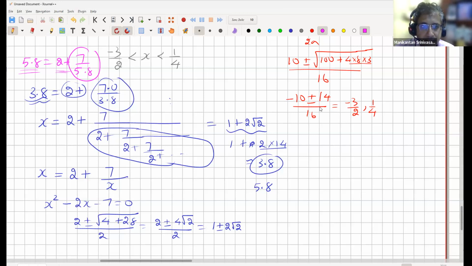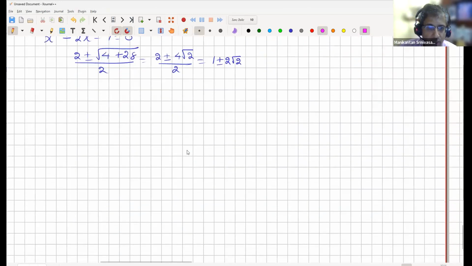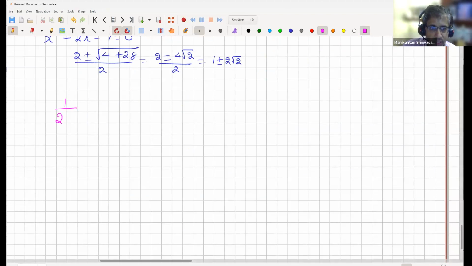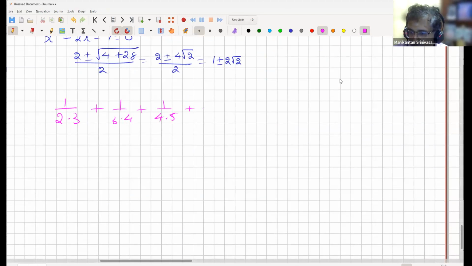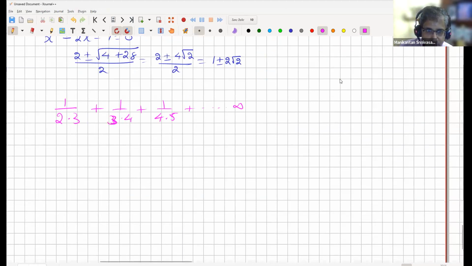Okay, so telescopic cancellation is also, for example, suppose I have 1 by 2 into 3 plus 1 by 3 into 4 plus 1 by 4 into 5, all the way, right? Anahat, do you know how to approach this kind of problem? Suppose this goes on till infinity. What will the sum of this be? I'm calling Anahat because he's been very quiet today.